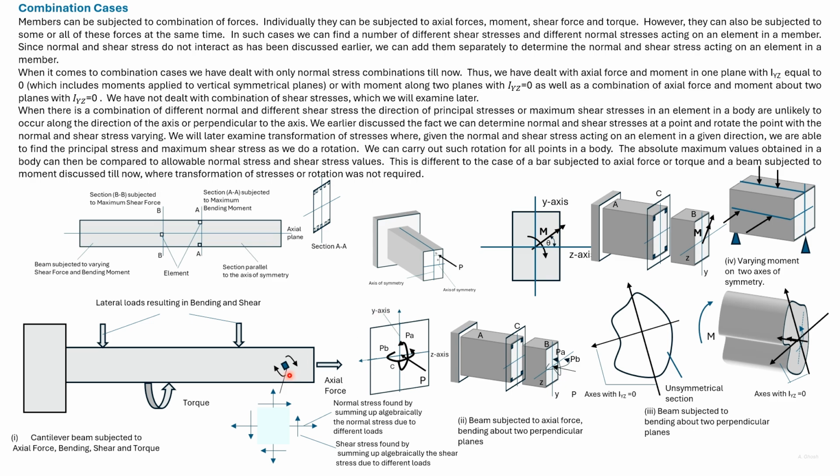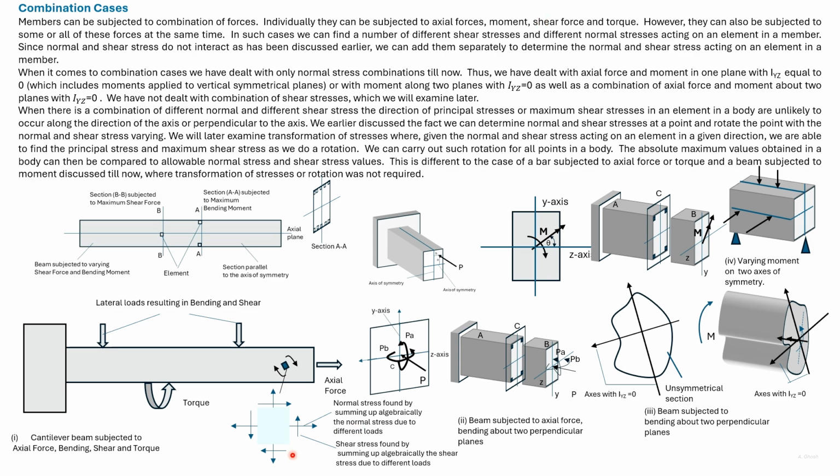So consider a point in this member. Let this be the element with the stresses acting as shown. Then the normal stress is found by algebraically summing up the normal stress due to different types of loads. And the shear stress is found by algebraically summing up the shear stress due to different types of loads, that is, loads that cause shear stress.